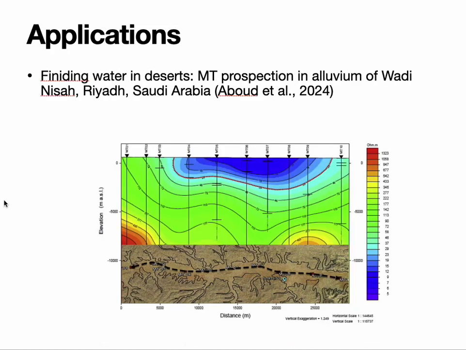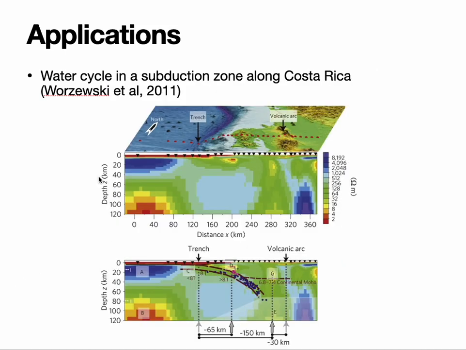Another example here is using MT to find water in the subsurface. So you can find water in deserts, that's an example of a prospection in an alluvium in Saudi Arabia. And that's one of the first pictures I showed in the first part of the lecture. It's a study of the water cycle in a subduction zone. So this is MT imaging at a very large scale, so using a long wavelength. So you see here the scale of 120.